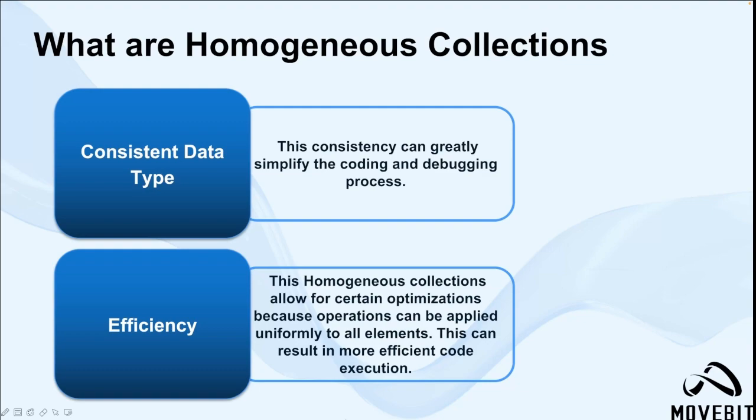The first one is consistent data type. Since all elements in the collection are of the same type, you know what type of data to expect when you access the elements of the collection. This consistency can greatly simplify the coding and debugging process. The second one is efficiency. Homogeneous collections allow for certain optimizations because operations can be applied uniformly to all elements. This can result in more efficient code execution.